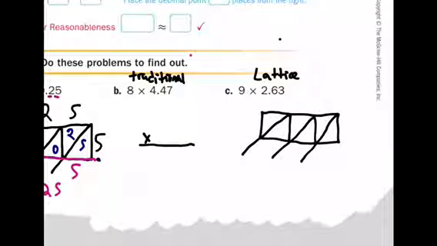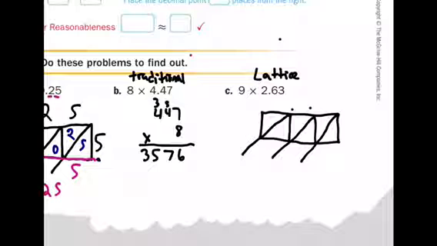I'm going to first write it out as, I just pretend it's 447 times 8. And I'm going to multiply it just like that. So 8 times 7 is 56, carry the 5. 8 times 4 is 32. 32 plus 5 is 37. Write the 7, carry the 3. 8 times 4 is 32. 32 plus 3 is 35. So my digits are 3, 5, 7, 6.